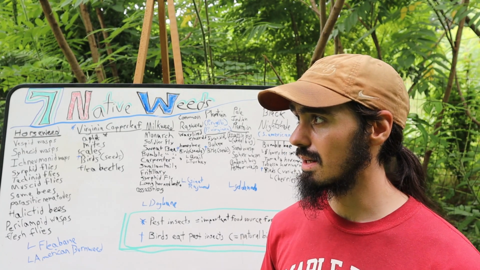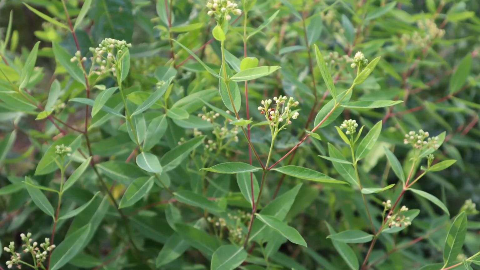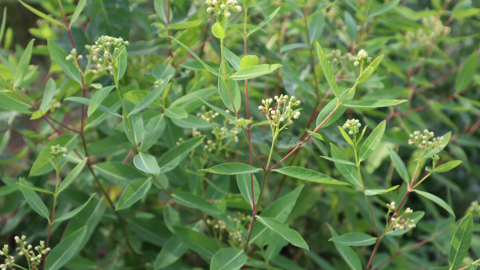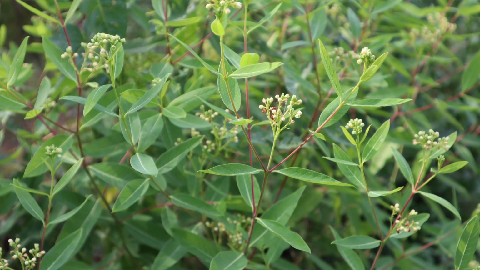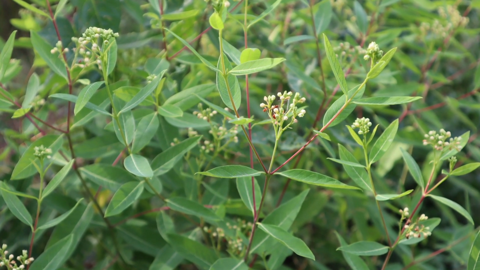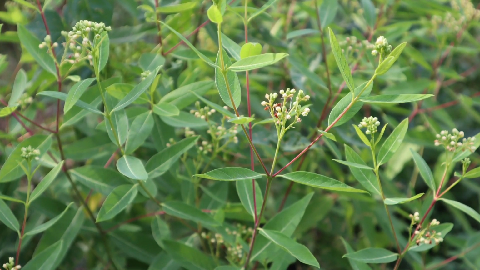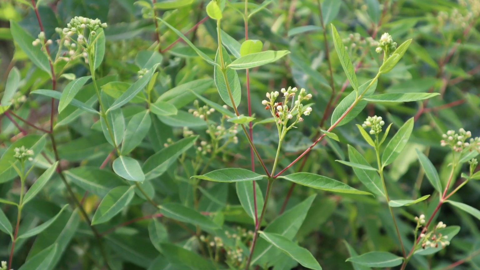Another species of plant is dogbane, which can also be a beneficial nectary for a lot of beneficial insects, but also the dogbane can be highly poisonous, particularly to humans, so just, you know, be aware of that.